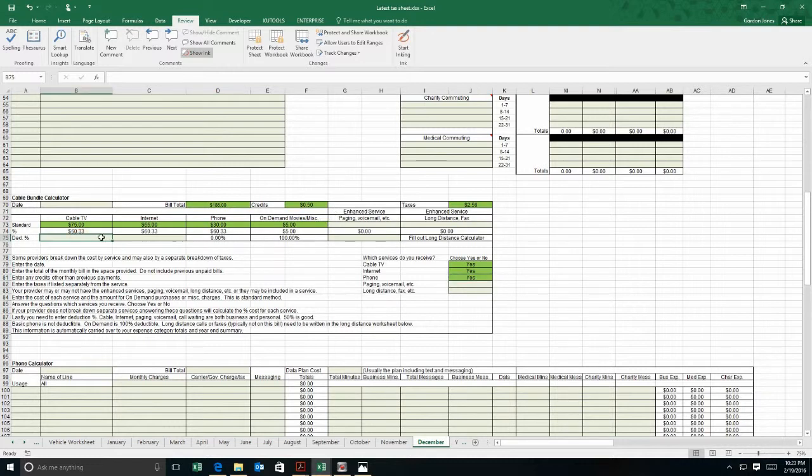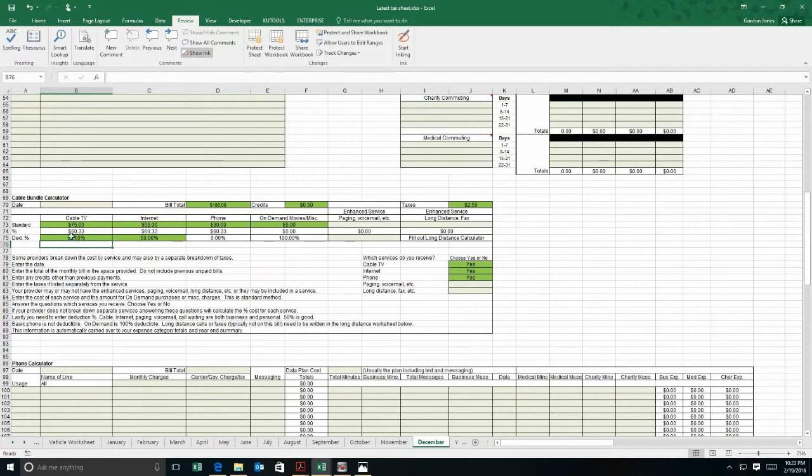The next thing is you want to figure out what percentage of these bills goes towards what can be deducted. Now, like I said before, the main phone line can't be deducted here. So we'll assume 50% for the internet, half business, half personal, 50% for the cable, and I'll break down the percentages.